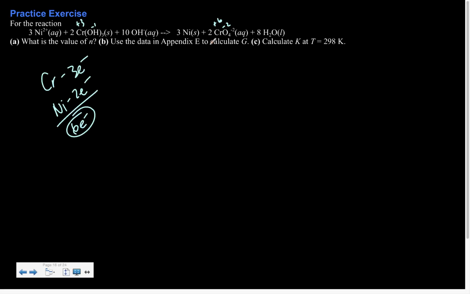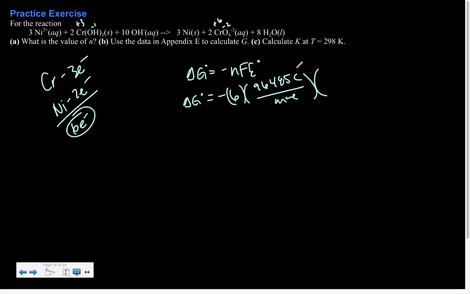So I'm going to use my data to calculate delta G, right? So delta G naught is equal to negative nFE, okay? So we know that delta G naught is going to equal negative 6 times 96,485 coulombs per mole, and by coulombs per mole, we really mean joules per volt mole. And then we have to calculate our E naught value, right?